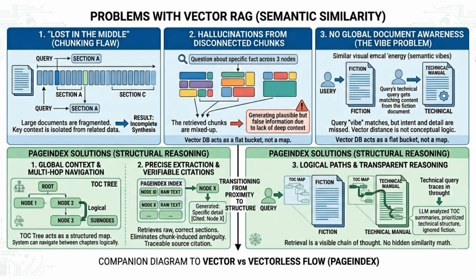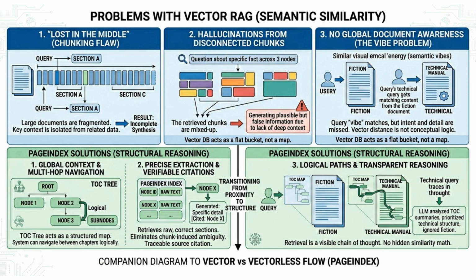Let's focus on the top half of the diagram, the blue section outlining the core vector RAG failures. Column 1, lost in the middle, chunking flaw. Failure 1 is known as the lost in the middle problem, or the chunking flaw. Traditional RAG, by design, breaks documents into fixed-size chunks, completely shattering the document context.